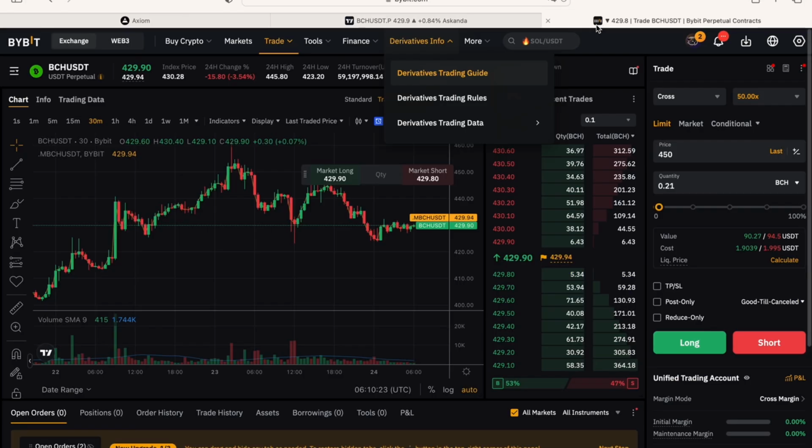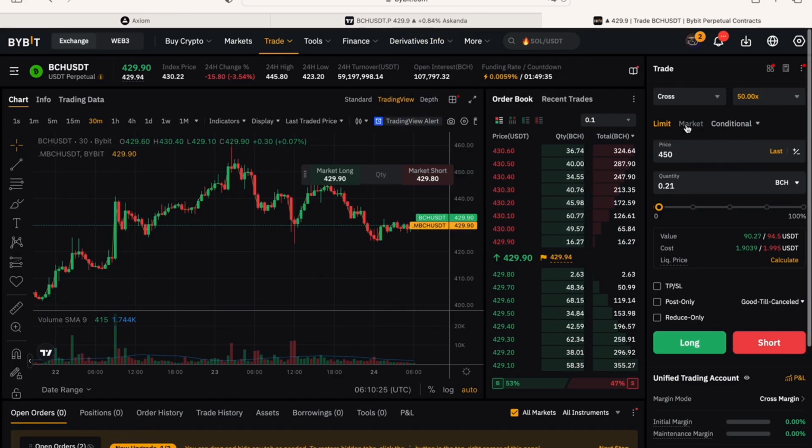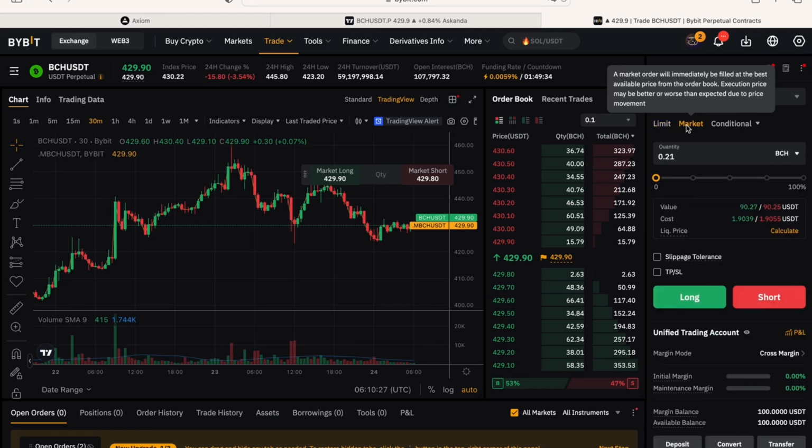0.73. Okay, now we are using market orders. We want to enter the market right now. We are thinking BCH will fall, so we are entering the market right now. So I'll change the limit to market.